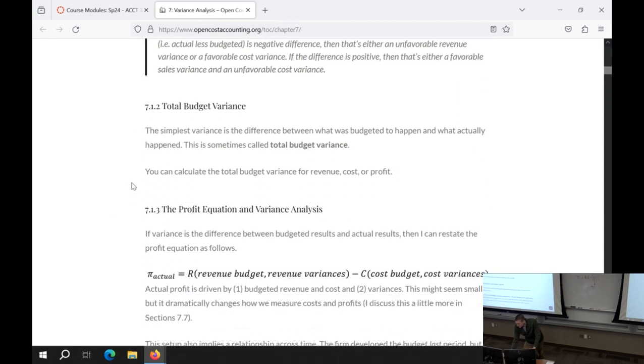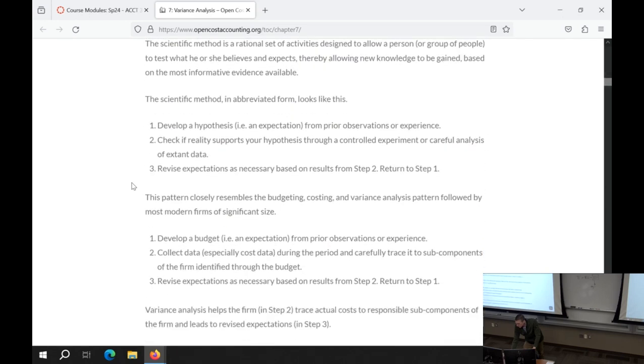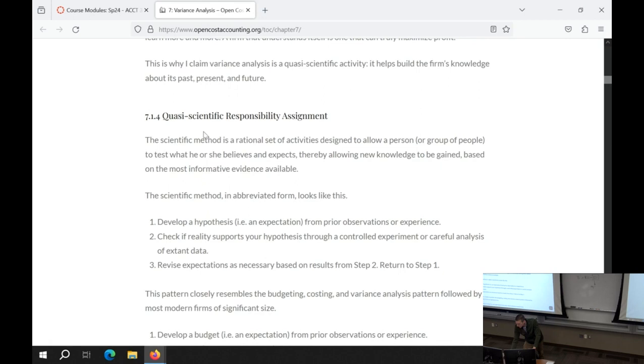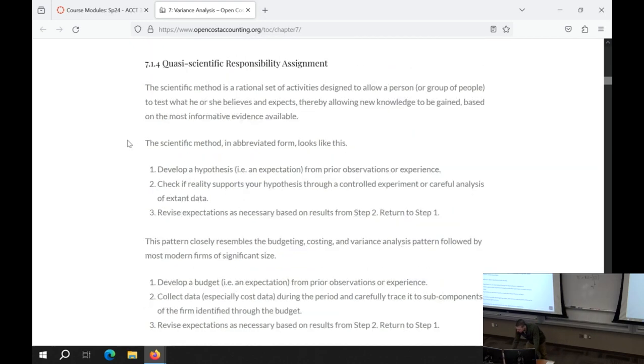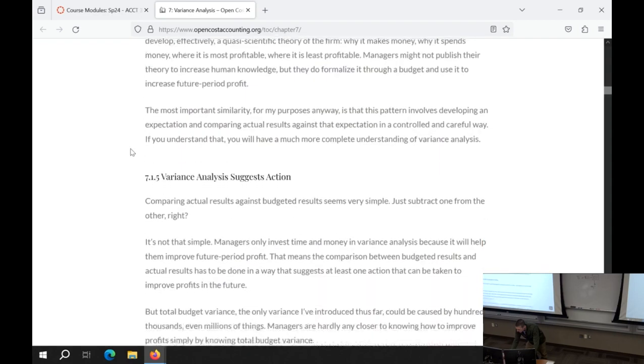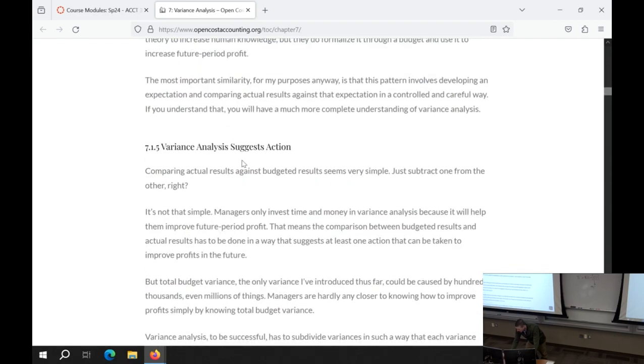All right. Let's zoom down a little bit here. I even talk about how we're doing something quasi-scientific at least. You don't go into your business and write up a research paper, but you can pull some of the same ideas along so you can do this job better when you're doing variance analysis. And it suggests action. When you do variance analysis well, you know the right person to ask the right questions. And then you can formulate an action based off of that so that you can improve profitability in the future.